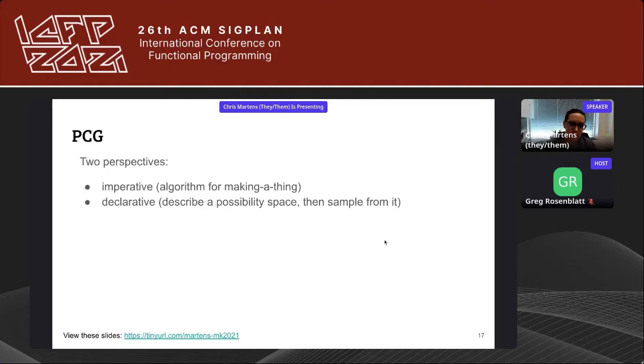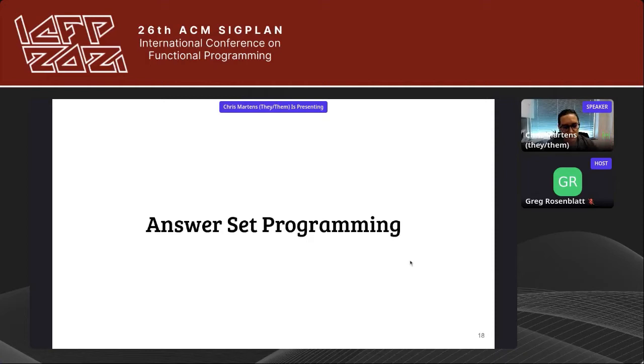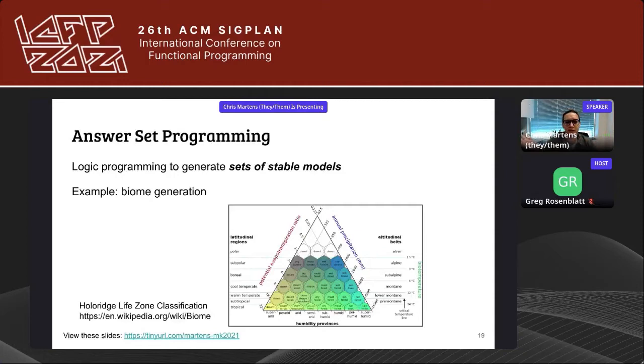And this is where answer set programming comes in, which is the flavor of relational programming that I'm mostly going to talk about. Answer set programming is a way of doing logic programming where rather than defining a bunch of facts and providing a query that gives you an answer or a set of answers, like in miniKanren or in Prolog, where an answer takes the form of a mapping from logic variables to ground terms, you're generating unification sets. In answer set programming, what you're doing instead is generating sets of so-called stable models. And I'll get into more about what that means. I'm going to motivate it with an example, which is loosely based on biome generation, which is something I just got fascinated by for a bit.